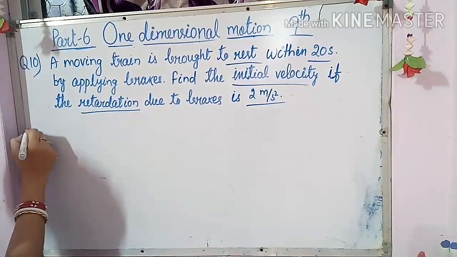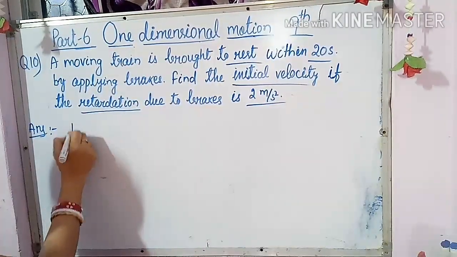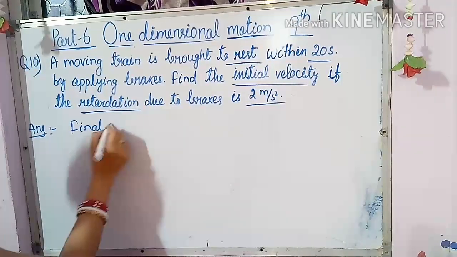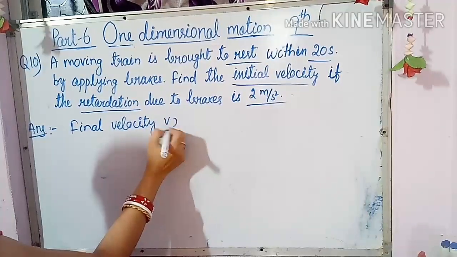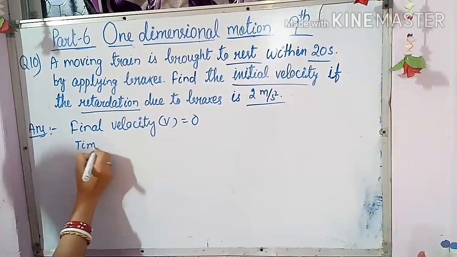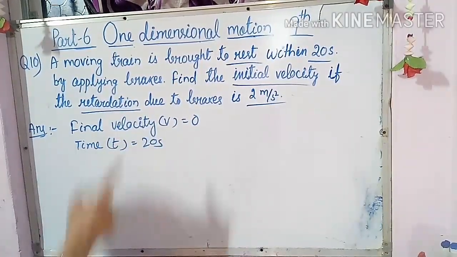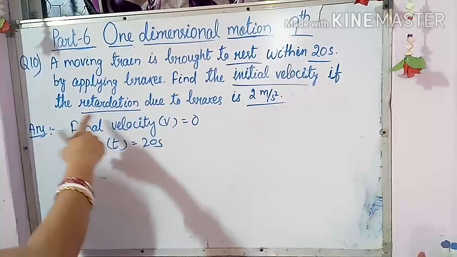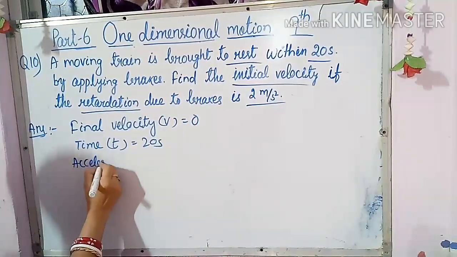Now write it symbolically. All the things. What has been given? Brought to rest means your final velocity v equal to 0. Within 20 seconds means your time t equal to 20 seconds. Now what is asking? Initial velocity, but given is acceleration.